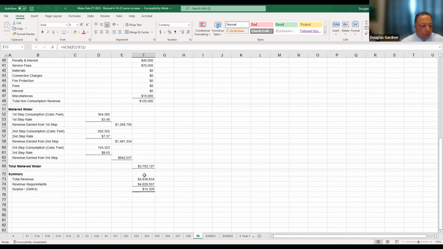We add everything up. We have $4,839,000 in revenue. Our expenses are $4,829,000. Essentially, we're at break even. So these rates will generate sufficient revenue to fund the budget for the next 5 years.